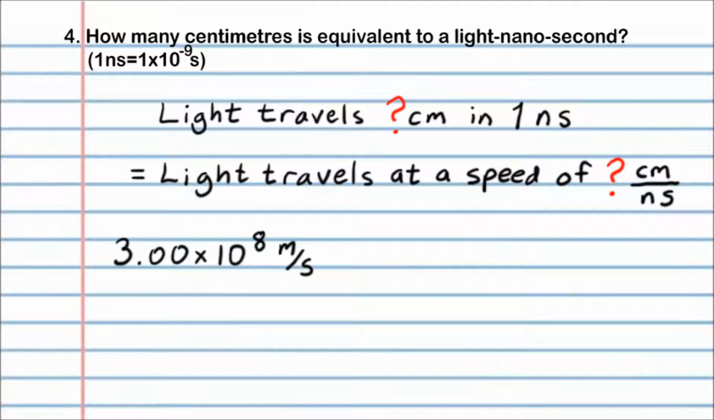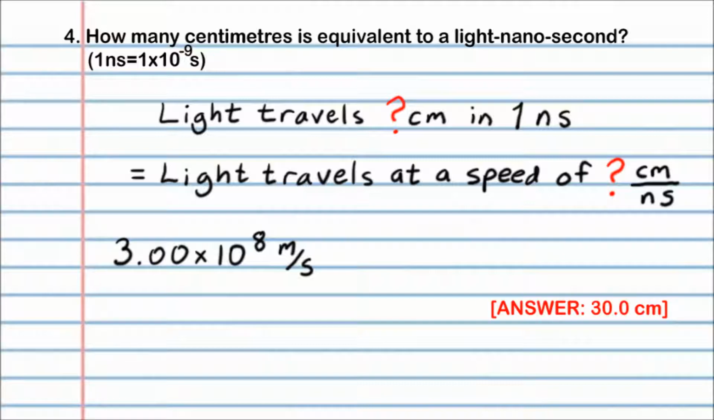So the easiest way to solve this question is to start with the speed of light in meters per second and then convert it to centimeters per nanosecond. And obviously that's going to be a 2-step conversion, from meters to centimeters and from seconds to nanoseconds. And note that in the lab manual, they do give you the conversion factor between nanoseconds and seconds. Here's the answer you should get, 30 centimeters.